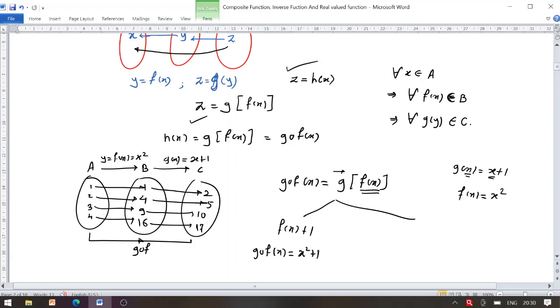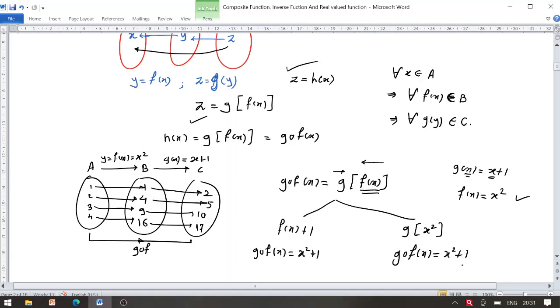Or you might start from the right to left direction. That means you replace first the f of x by its value. We have f of x becomes x square. Now for finding g of x square, try to replace all x in the function g by x square. We might get the same thing. g composition f of x becomes x square plus 1.